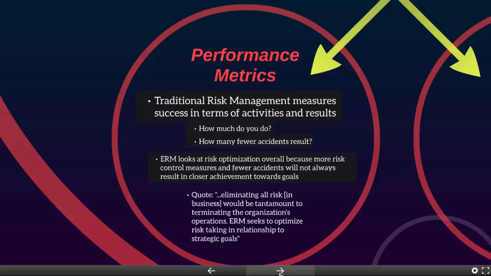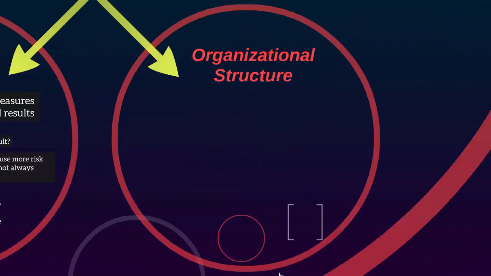So enterprise risk management acknowledges that we must take risks, but we must optimize our risk-taking, not necessarily by minimizing risk, but by reaching an equilibrium between risk minimization and reward maximization. Enterprise risk management also considers organizational structure.